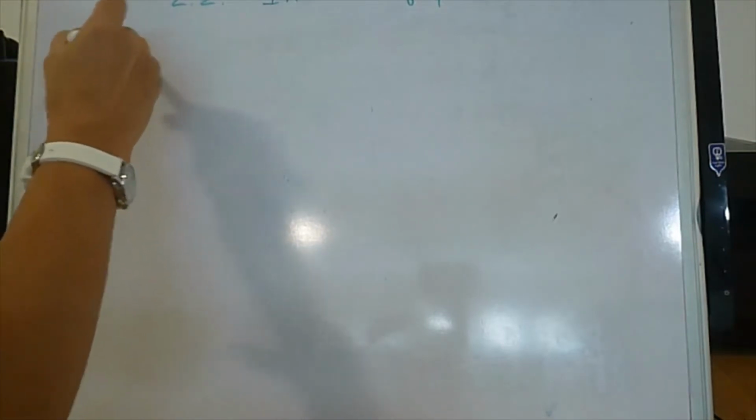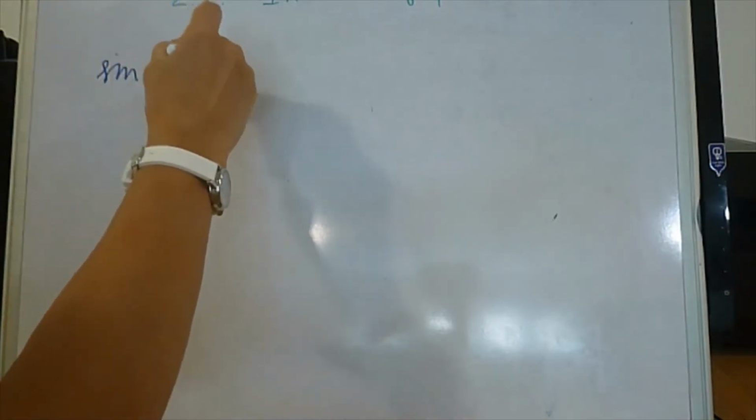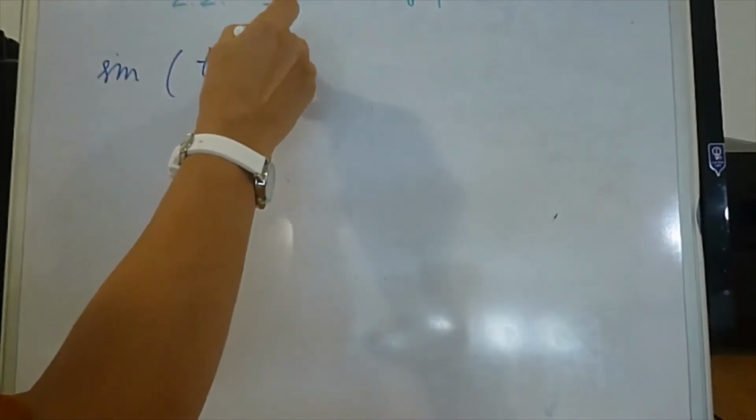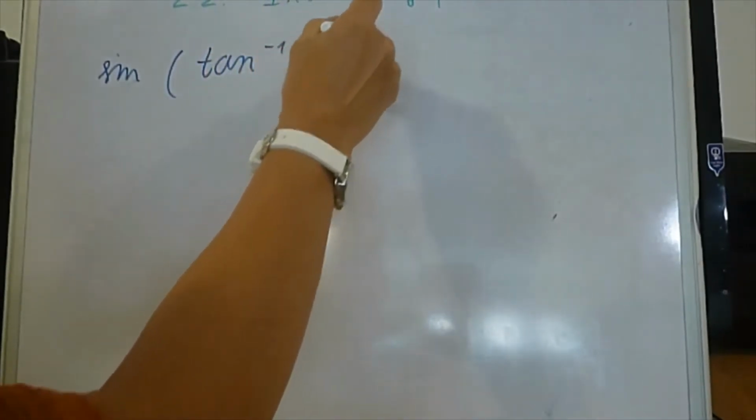Example 2 and example 3. I'm going to teach you how to work with inverse functions if they're not directly inverse, how to open the expression. Well, let me start. Example number 1: sine of tangent inverse of 1/2.